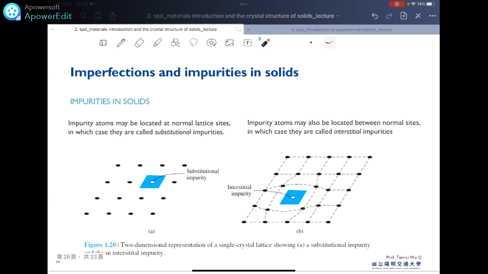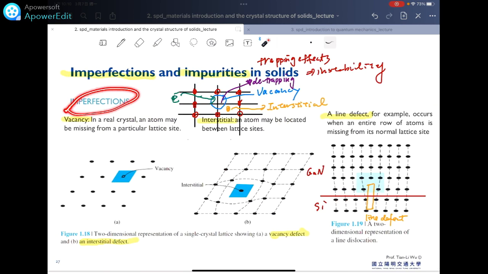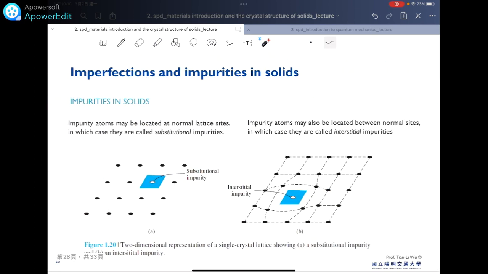Okay, so there's also another one, called the substitutional. The previous one is called an imperfection, and imperfection means that it is itself imperfect. But sometimes we have something coming from outside. That's what we call an impurity. So the impurity can often be located in a normal lattice site, but it actually comes from a different material, and that's what we call the substitutional impurity here.